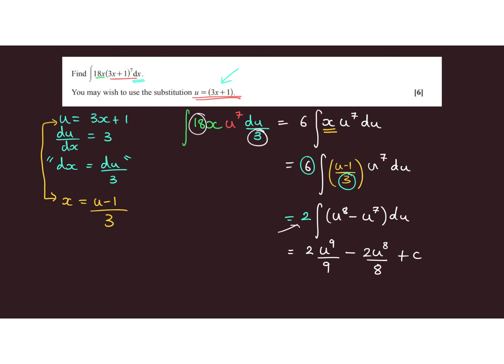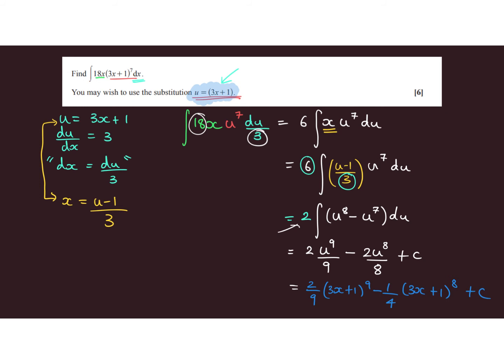I've also expanded by this 2, multiplied by this 2 at the front here. So we then need to replace u with what it is in terms of x, so this needs to be substituted back in. So we have 2/9 of 3x plus 1 to the power of 9 minus 1/4 of 3x plus 1 to the power of 8 plus c.